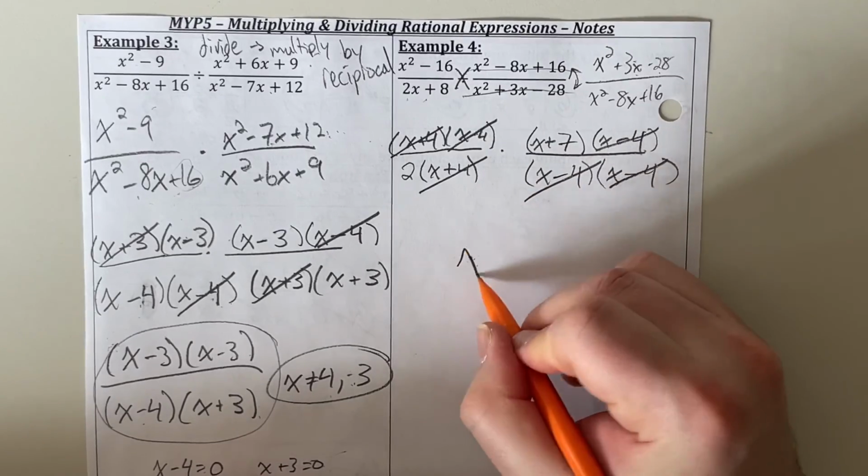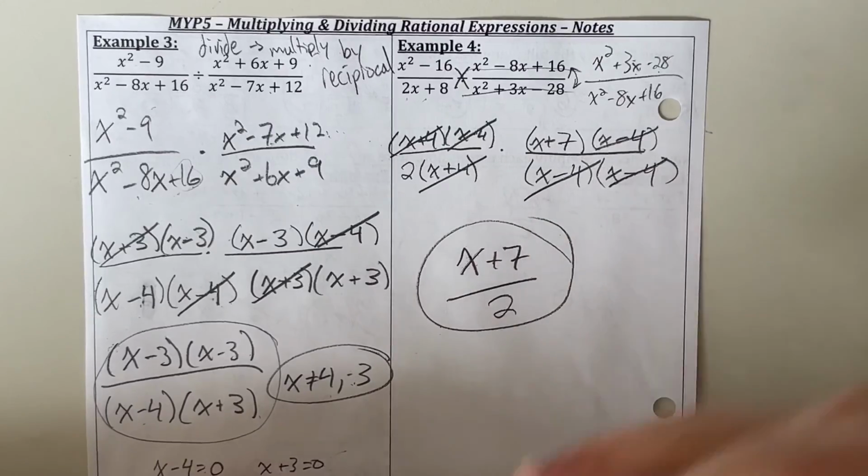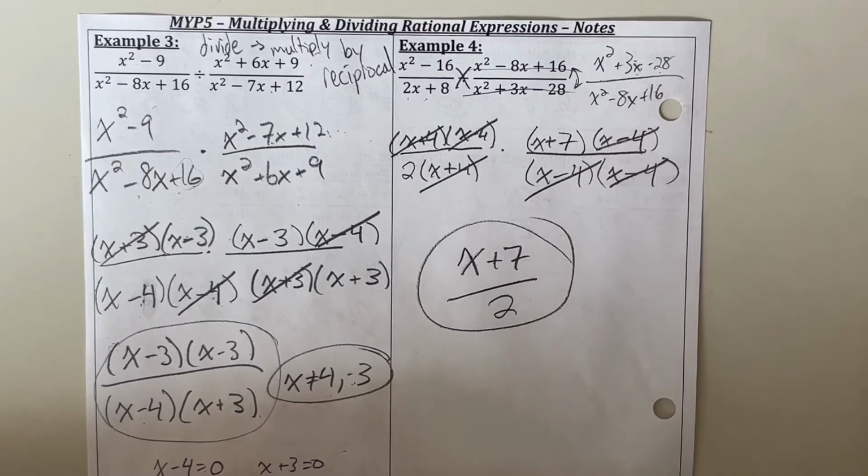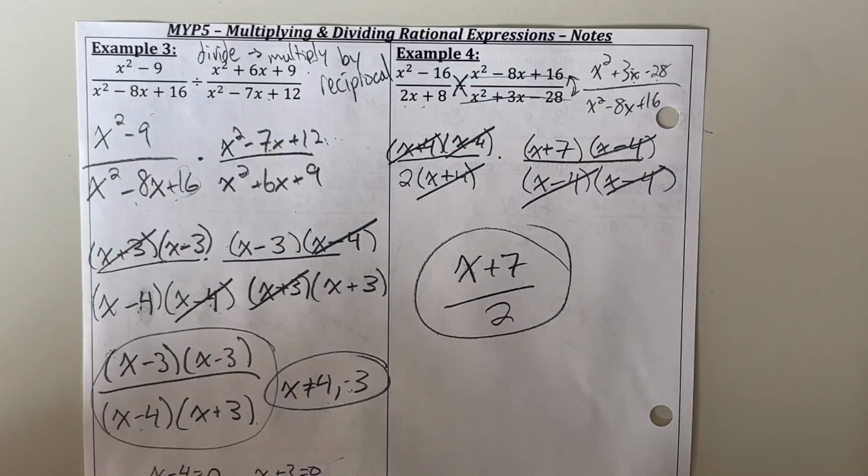So I'm going to have my answer be x plus 7 all over 2. I don't have to have a restriction on this one since my denominator is just 2, and so I can just have any values for x.